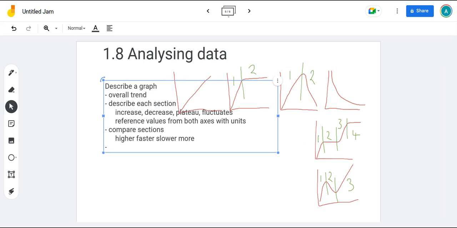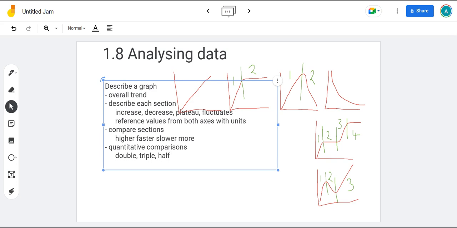So that means saying things like double, triple, half. Okay, so not only are you saying it's less, but actually it's half as much. You're not just saying it's higher, actually it's double. So a quantitative comparison is words like that, which do well.